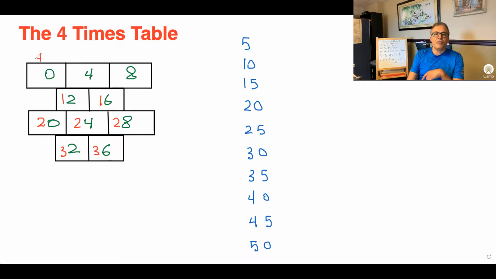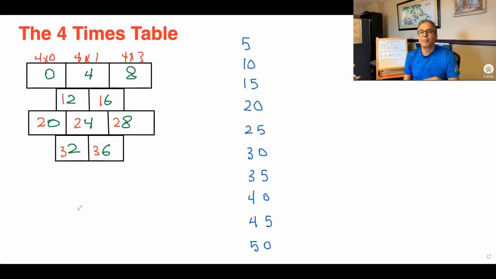So basically this is 4 times 0 right here. That's 4 times 1. That's 4 times 2. And that's times 3, times 4, times 5, times 6, times 7, times 8, times 9. And of course, 4 times 10 is just 40. As I said earlier, you borrow the 0 from the 10, you put it besides the 4, and that's 40. So that's one way to remember the 4 times table.